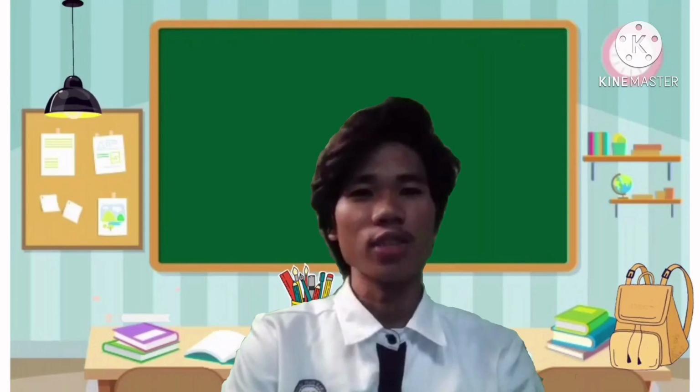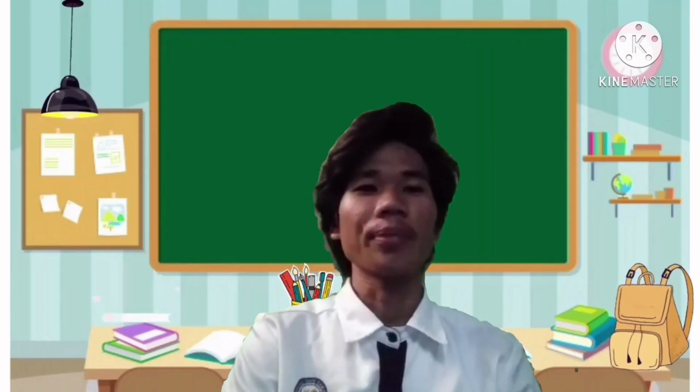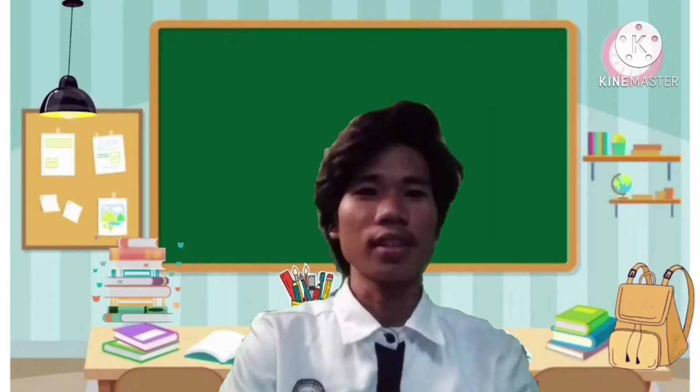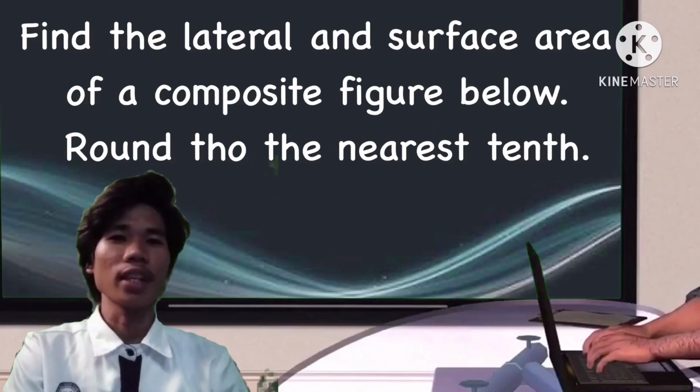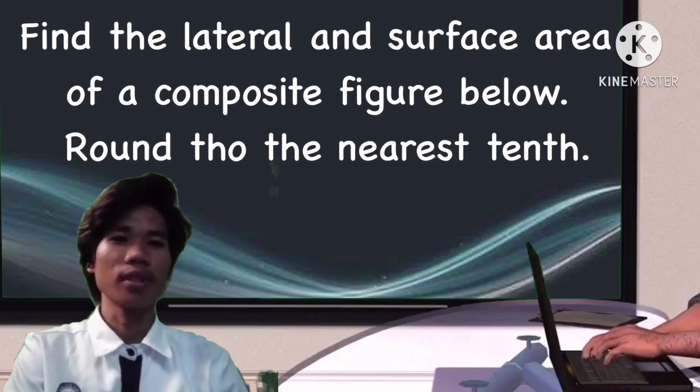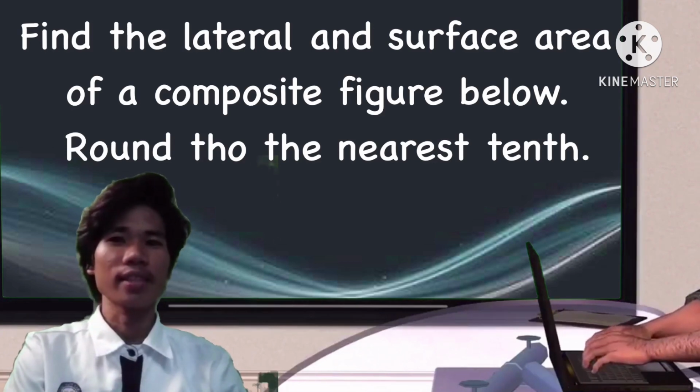To find the lateral area and surface area of a composite figure, it is a must to know how to solve the lateral area and surface area of any kind of solids: prisms, pyramids, cylinders, cones, and spheres. So, let us try to solve an example. Find the lateral area and surface area of the composite figure below. Round to the nearest tenths.